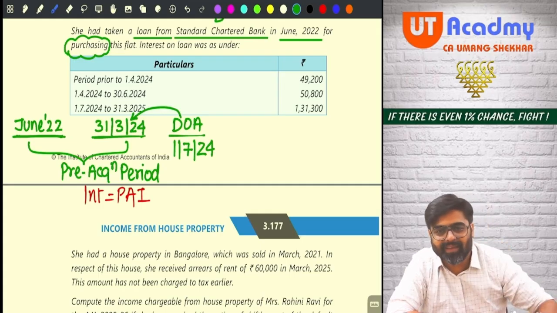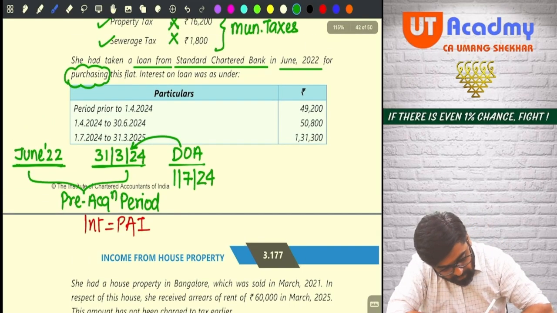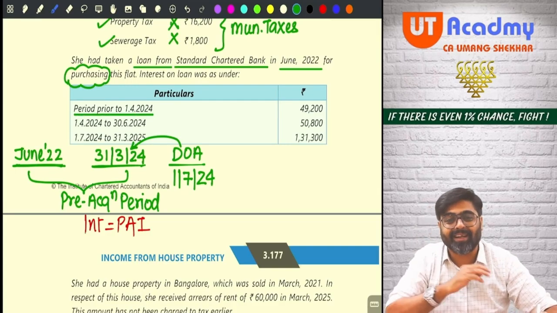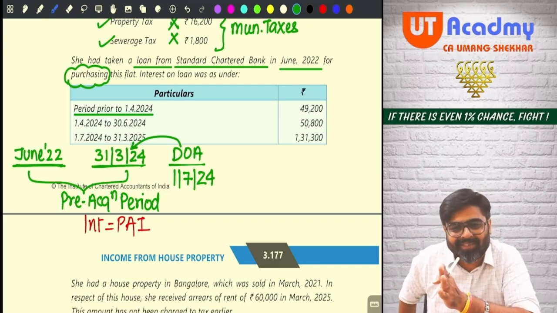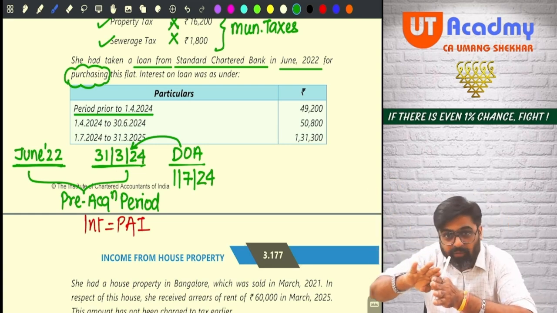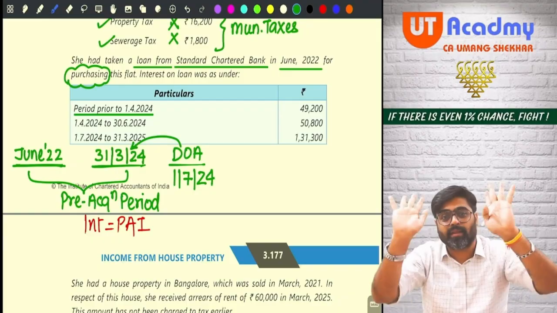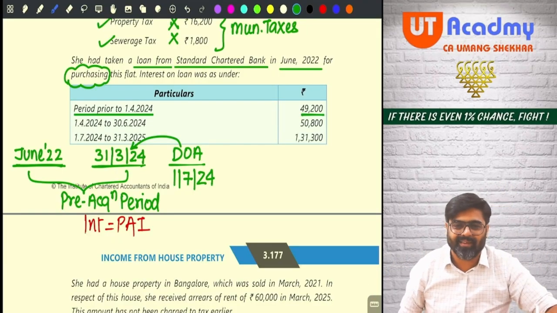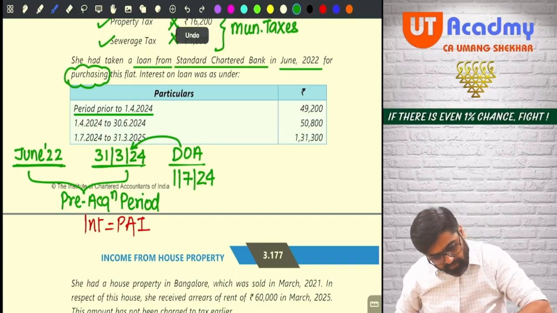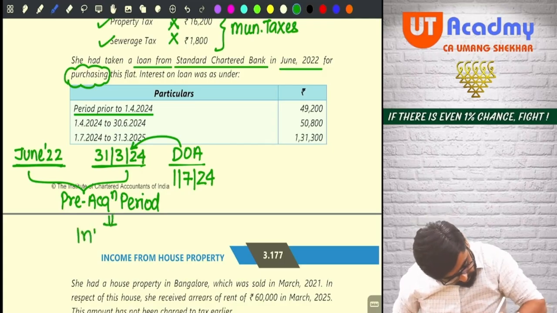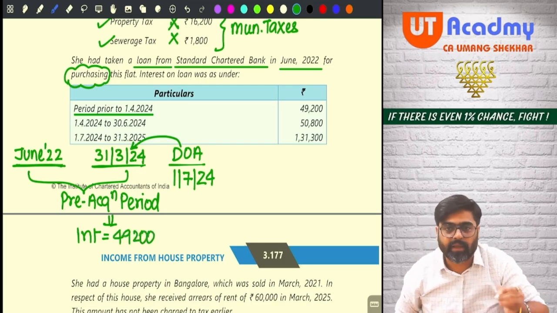So tell me, they are telling you the period prior to 1st April 2024. Can I say that is the period till 31st March 24? So starting from June 22 to 31st March 24, they have only calculated that interest and given it to you. That is 49,200. So for this pre-construction period, yes or no? What was your interest for this period? Come on, tell me. Interest is 49,200 that they have already calculated and given.